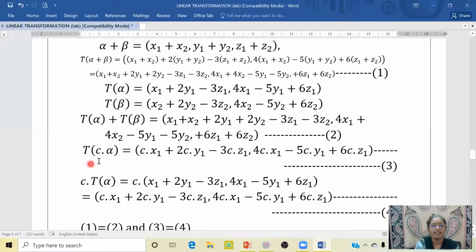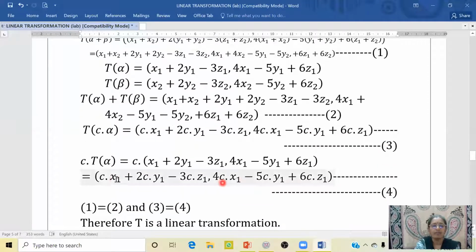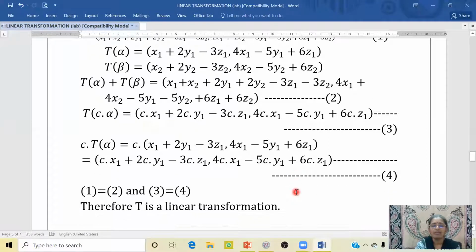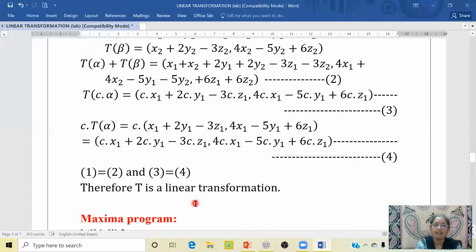Next, let us consider T of C into alpha, and you get this ordered pair, and you mark this as expression 3. Next, you take C into T of alpha, that is C into the ordered pair of T of alpha already done here. So multiply C within and you compare 3 and 4, you get 3 is equal to 4. Therefore, 1 is equal to 2 and 3 is equal to 4. Therefore, T satisfies both the conditions of the linear transformation. Therefore, T is a linear transformation.